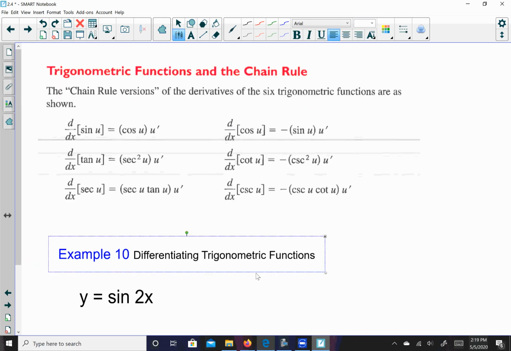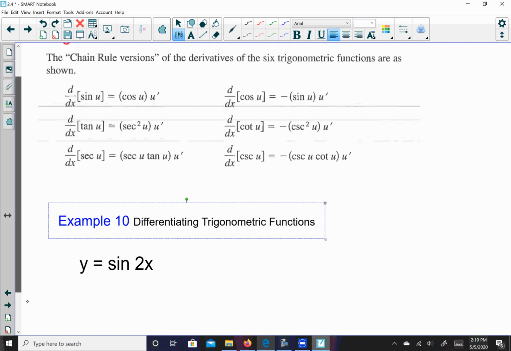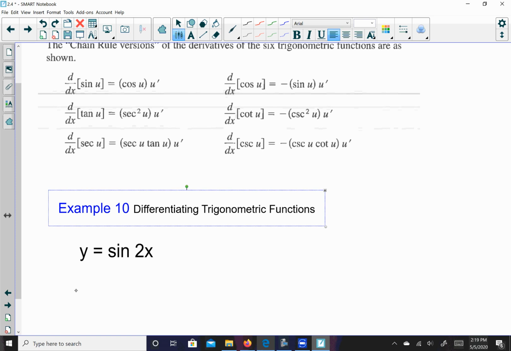Trig functions. All it's saying is if you're taking the derivative of a sine and you have a function inside, we've done one like this before, you're just going to take the derivative of sine. Well, the derivative of sine is cosine, so this derivative would be cosine. Leave that 2x alone, and then you take the derivative of whatever's inside, or my u, in this case, the derivative of 2x would just be 2. So my final answer is going to be 2 cosine 2x. And that's all you have to do for a trig function.